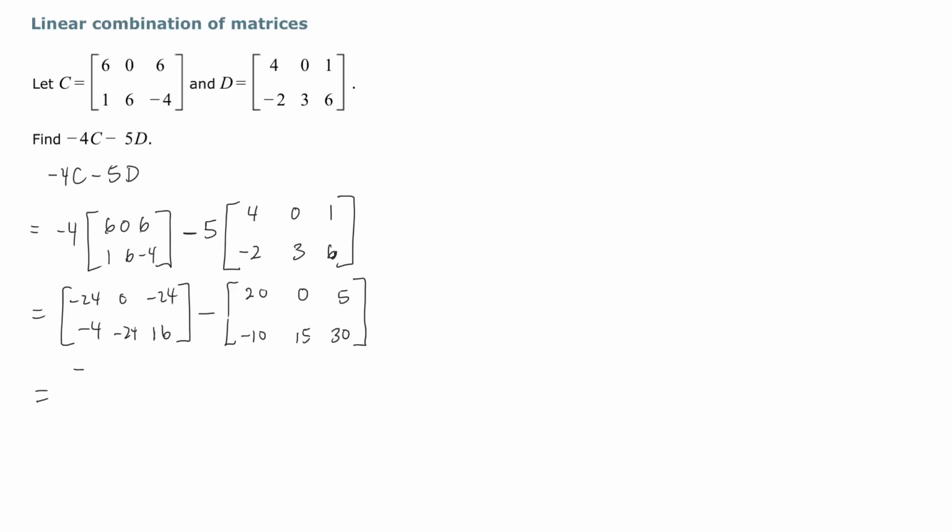We still get a 2 by 3 matrix, but now we have -44, 0, -29, let's see, 6, -39, and we have -14. And there you go. You found the expression -4C minus 5D. I'm going to put a period here, and I'm going to circle the final expression.